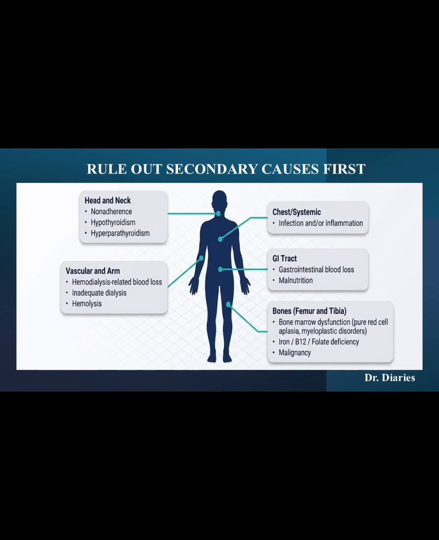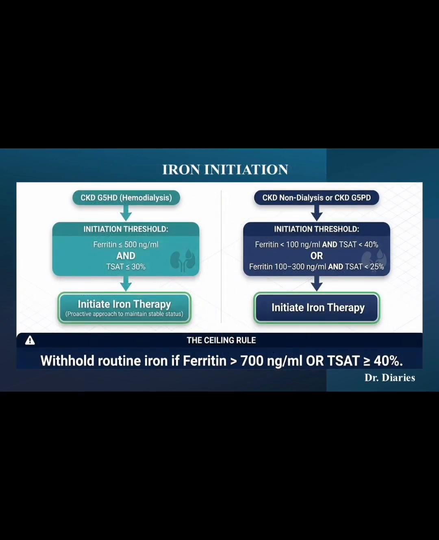Iron therapy is initiated when TSAT is low, generally below 30%, and ferritin is below recommended thresholds. In hemodialysis patients, initiate iron if ferritin is less than 500 and TSAT is less than 30. In non-dialysis CKD, G5 not on dialysis, initiate if ferritin is less than 100 and TSAT is less than 40. Withhold iron therapy when ferritin is more than 700 or TSAT is more than 40.